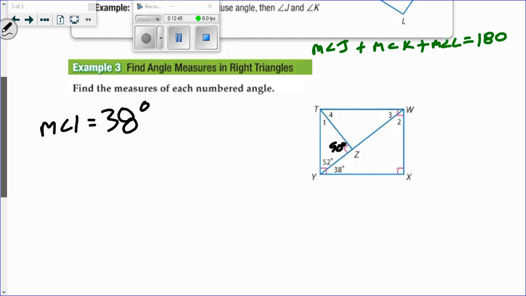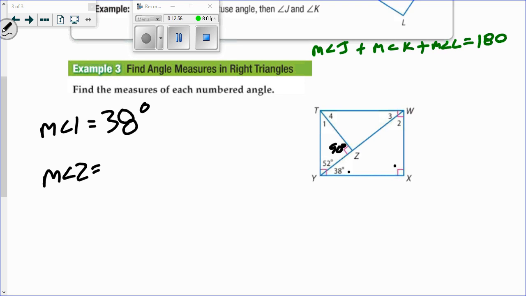Now that we have that, let's work on angle 2. Angle 2, we've got kind of the same situation going. We've got two known angles. We've got a 38-degree angle right here, 90 degrees here. Well, angle 2 in that triangle, all three need to add to 180. So let's subtract 90, subtract 38 more. We should get the measure of angle 2 is 52 degrees.